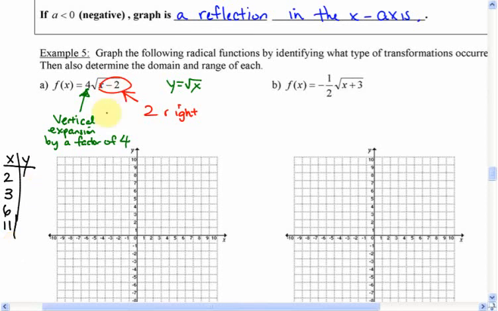2 minus 2 is 0, square root of 0 is 0, 4 times 0 is 0. 3 minus 2 is 1, the square root of 1 is 1, 1 times 4 is 4. 6 minus 2 is 4, square root of 4 is 2, 2 times 4 is 8. And I think the last one, 11, 11 minus 2 is 9, square root of 9 is 3, 3 times 4 is 12. You probably won't even see that one on your grid.